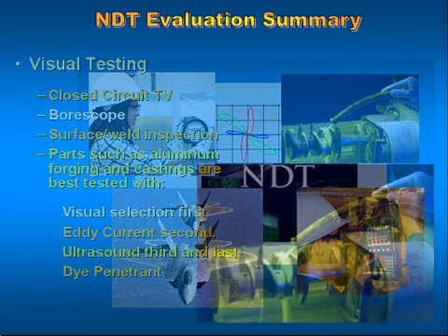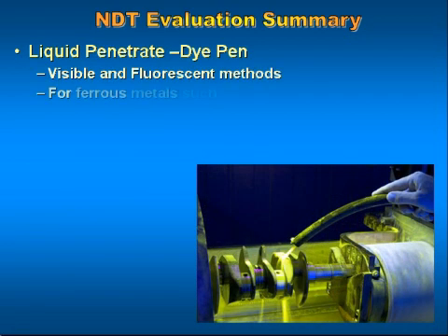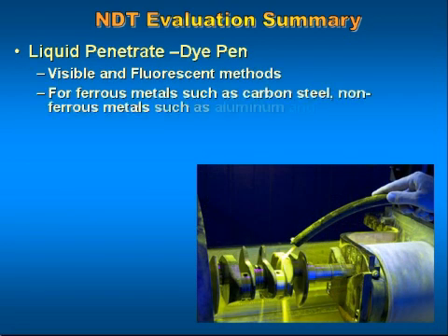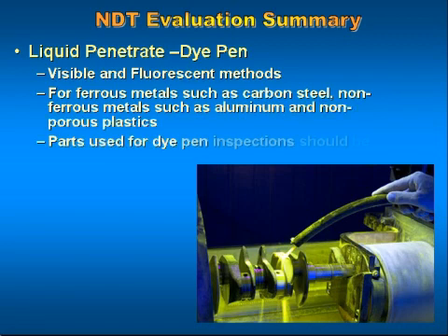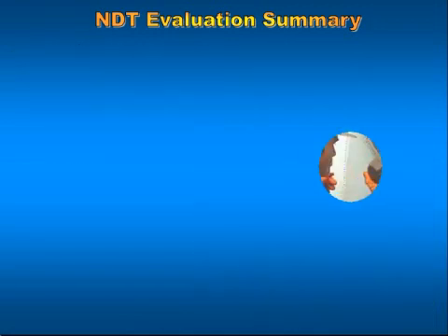Next is liquid penetrant, sometimes known as dye pen. The most common methods used to perform PT are visible and fluorescent methods. PT is used for ferrous metals such as carbon steel and non-ferrous metals such as aluminum and non-porous plastics. Parts that are being prepared for dye penetrant inspections should be cleaned with a volatile petroleum-based solvent.